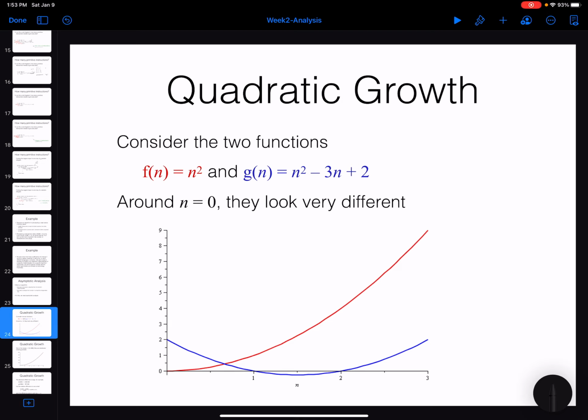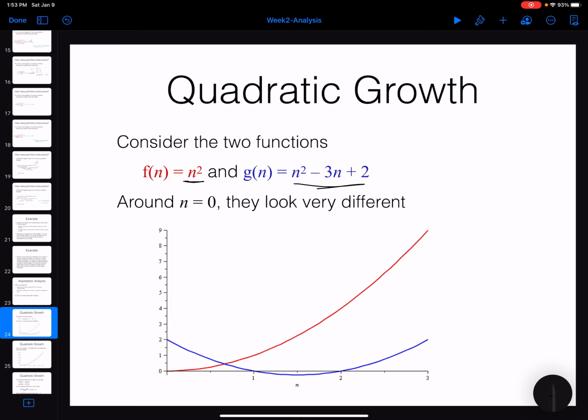Okay, after you calculate your time function for your algorithm, now it's time to analyze and compare those time functions. Assume that you have two algorithms. For one of them the time function is this, and for the other one the time function is this. How can I say which one is better?